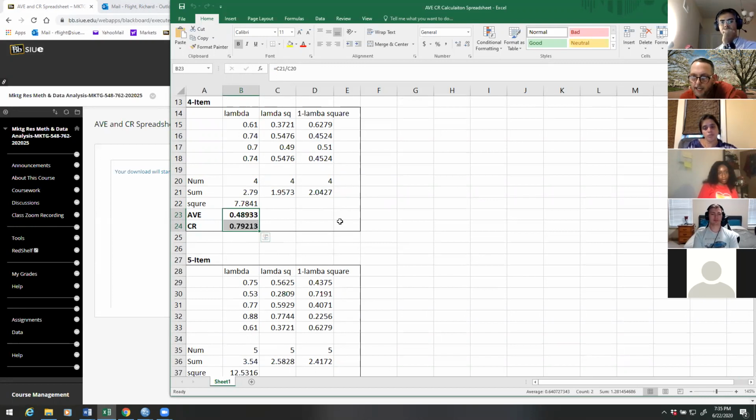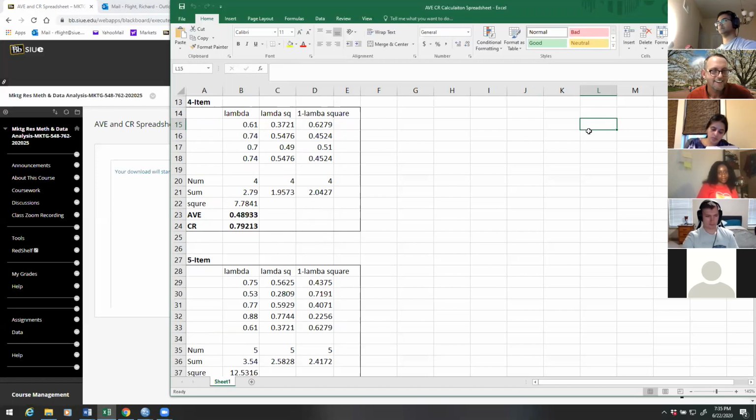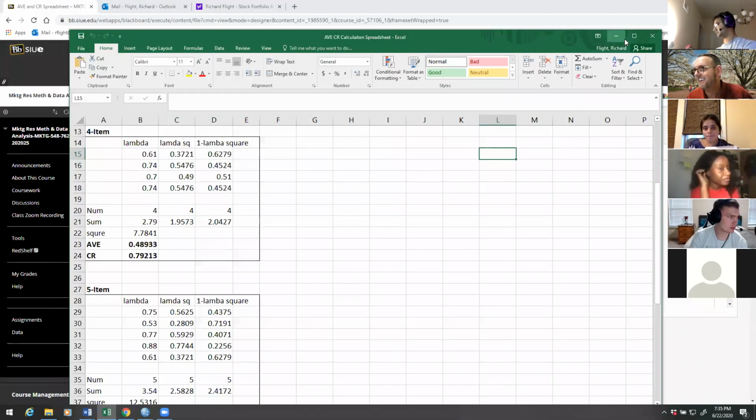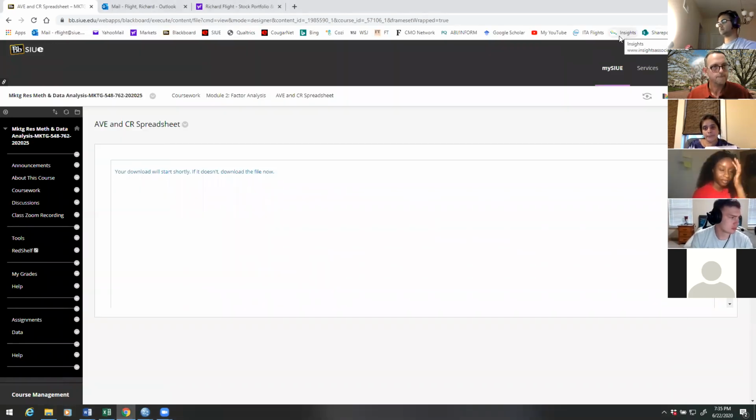You want something north of 0.5 for AVE and 0.7 for composite reliability. But look, if your alpha is solid, these are going to be fine as well. They're kind of redundant in a way. And no client is going to ask you for three forms of reliability, I don't think. A professor might, but I doubt a client would. Or if you're peer reviewed, they might, for sure. Any questions so far?